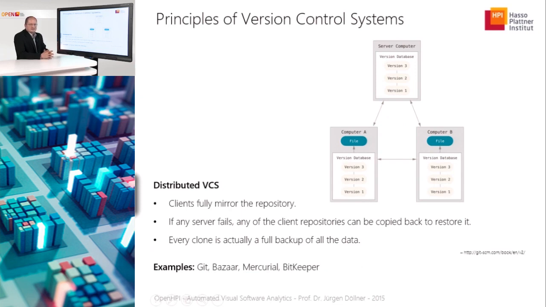In contrast to the centralized version, there's also a kind of version control system that operates in a distributed way. That means that the clients fully mirror the complete repository. If any server fails, any of the client repositories can be copied back to restore it. So every clone is actually a full backup of all the data. Examples include the Git system, Bazaar, Mercurial, and BitKeeper.